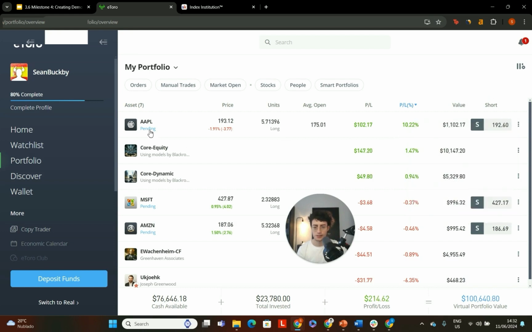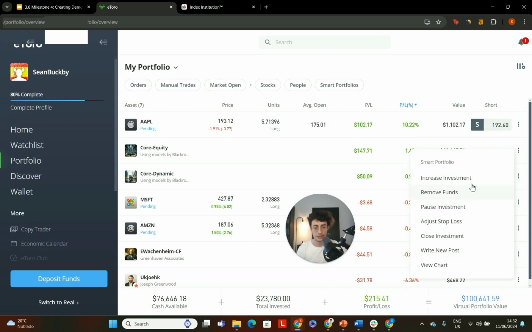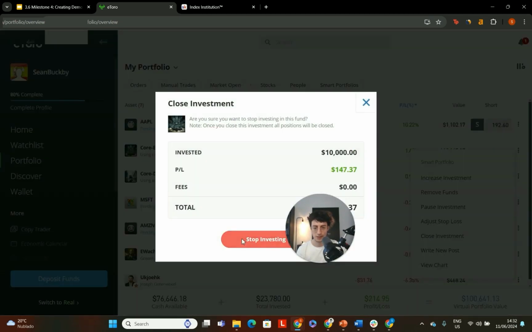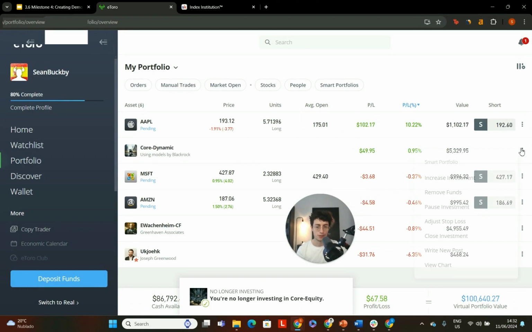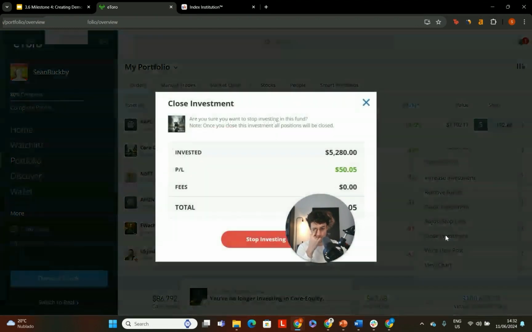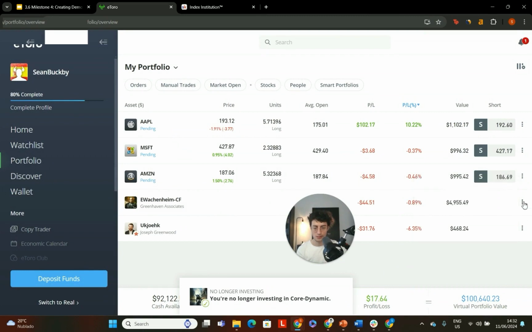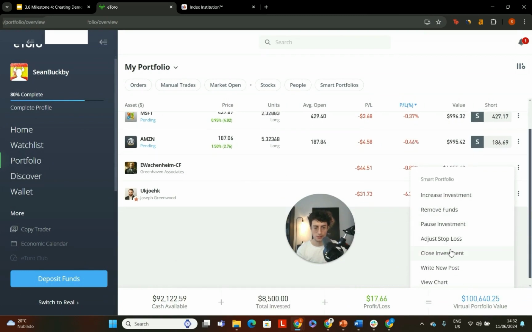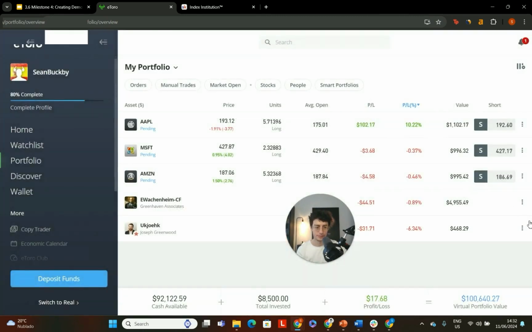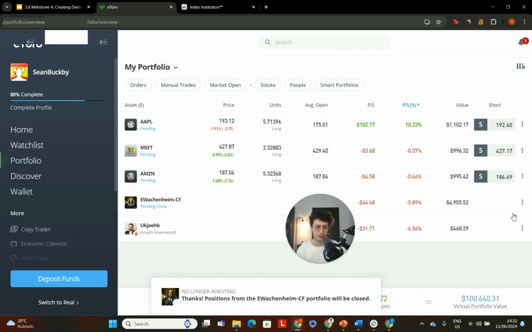Right now, though, I see here some of the things that I wanted to close are pending because the markets haven't opened yet. Here, we'll close the investments that we had into the smart portfolios that we had. So close investment, stop investing. Amazon, okay, that we already tried to close. We'll close the investment that we have in our copy trading. We want to get as close to a blank slate as we can.